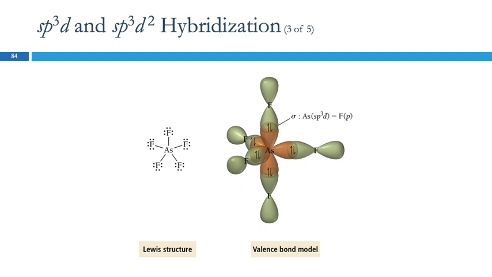So, not sure why they changed the colors, but instead of purple, it's brown now. But these are the 5 hybrid orbitals from the sp3d. Each of those has 1 electron in it. It's half filled, and so it can overlap with a half filled orbital from fluorine. And so we get this shape.